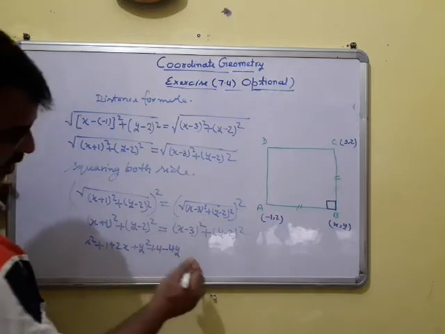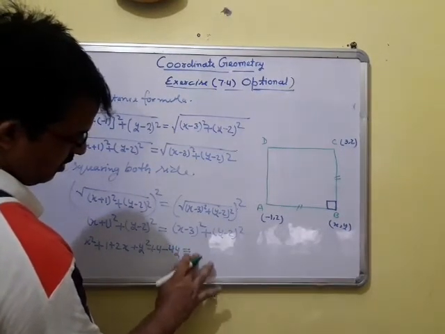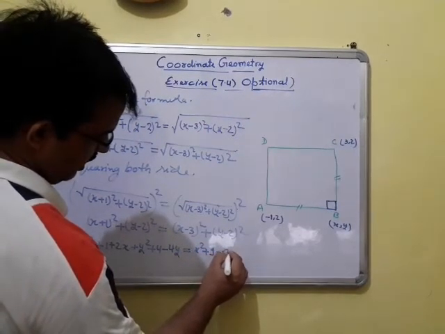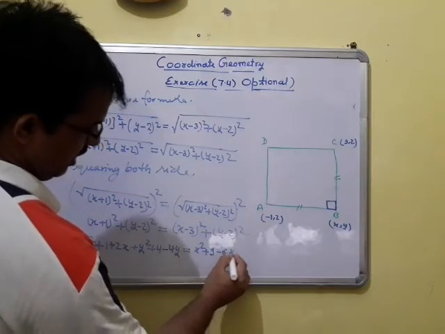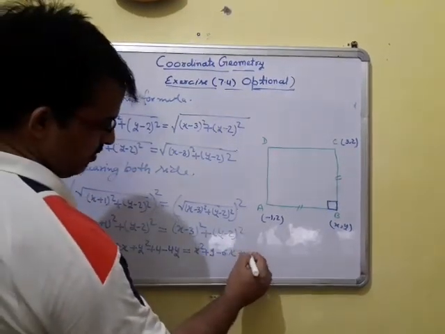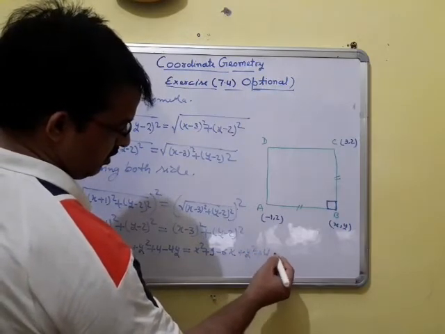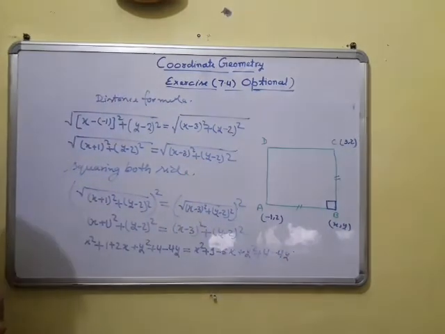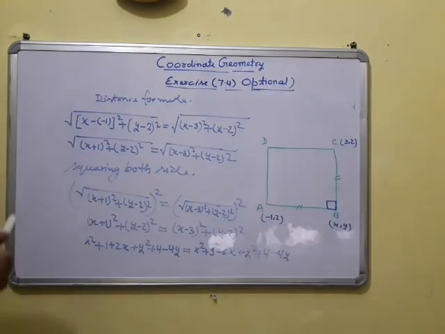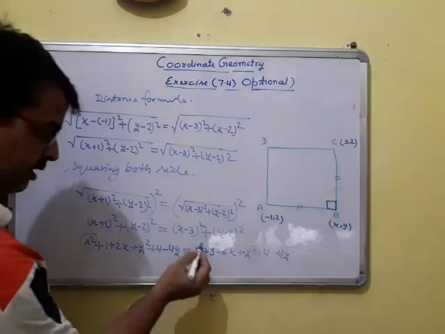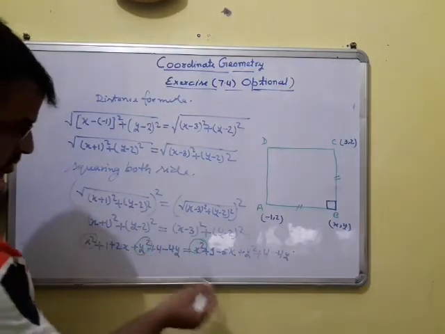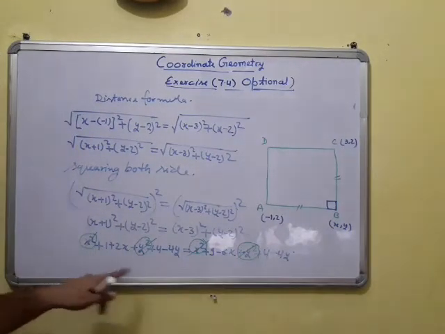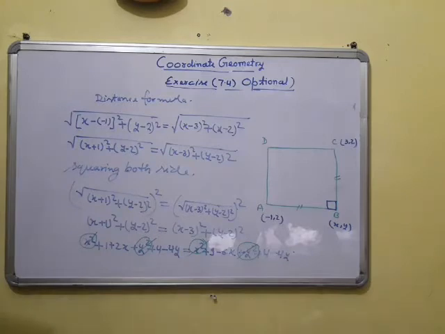Now here plus y² + 4 − 4y, that is (y − 2)². Now look, (x − 3)² is x² + 9 − 6x, and plus y² + 4 − 4y. Now look that here x² equals x² and y² equals y², so this portion is cancelled, because these are equal we can cancel them. Now look, what is the remaining portion?